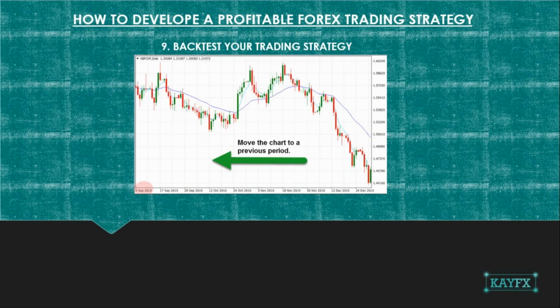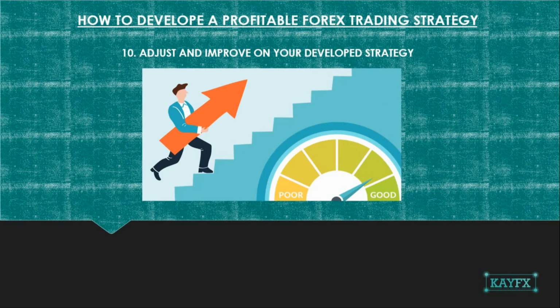If you cannot move the chart to a previous period and confirm your strategy, that means your strategy cannot stand the test of time. You have to be able to backtest your trading strategy and make sure it is proven to be working fine, because whatever strategy is proven in the past has a high chance of giving you profits in the future. That is it for number 9, guys. Backtest your strategy.